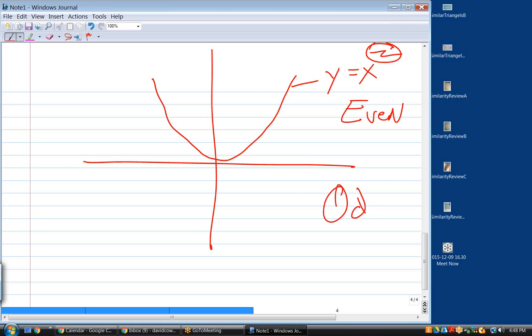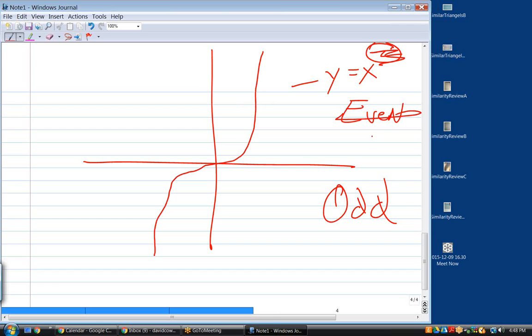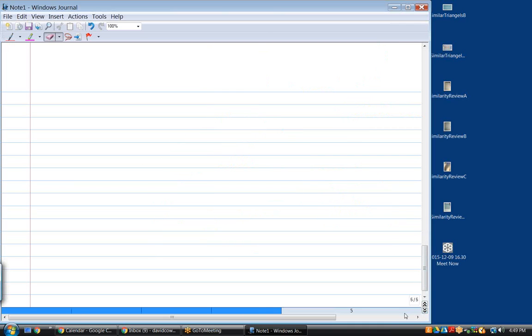Odd functions are symmetrical about the origin, not a particular axis. In other words, if I put my odd function there, which is y equals x cubed, that's odd. And notice that it's not symmetrical about either axis, but it is symmetrical about the origin. If I flip this thing about the y-axis and then again about the x-axis, you get the same thing. So this is what symmetry about the origin looks like. Particularly easy to tell with trig functions because sine is odd and cosine is even.